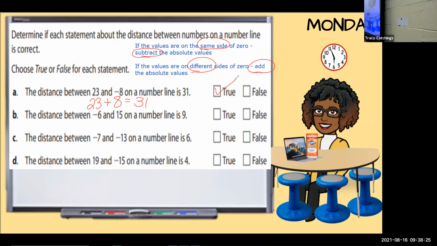All right, number 2, we've got negative 6 and 15. Same side or different side? Different, so what are we going to do? Add, so that'll be 6 plus 15. Do that on paper. 21. Is that what they said? Then we'll try the next one, negative 7 and negative 13. Same side or different? What are we going to do? Subtract like you normally would, big number minus small number, 13 minus 7. Is that what they got? Looking at the last one, 19 and negative 15. Same side or different? Add or subtract? 19 plus 15? Is that what they got? No.